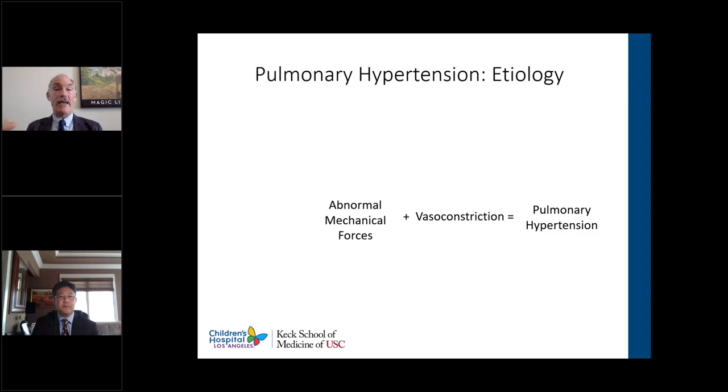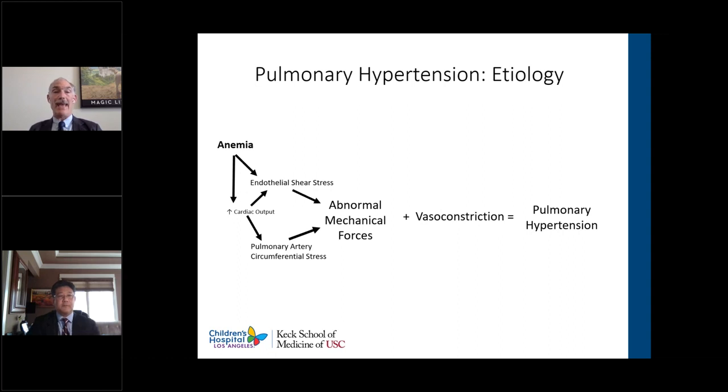So I like to use this equation when thinking about pulmonary hypertension. It's a combination of abnormal mechanical forces and vasoconstriction. The mechanical forces are driven primarily by the anemia itself, which interact and raise the shear stress as well as the pulmonary artery circumferential stress on that heart. This is sort of the back pressure.